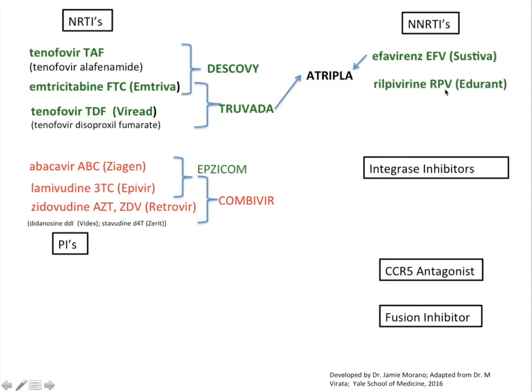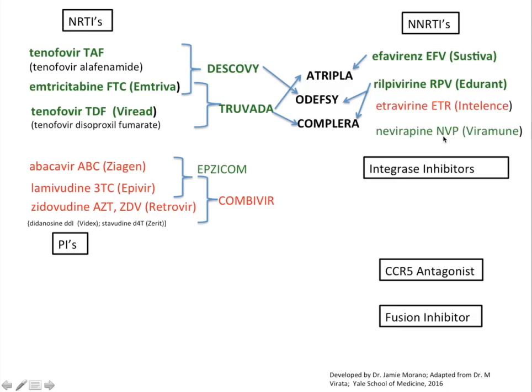Rilpivirine, you want to make sure that they have viral loads less than, I believe it's 100,000, and CD4 counts that are not so low. So you have a CD4 count and an HIV viral load. Basically, you have to make sure that those are within the right margin for rilpivirine, and then Odefsey is that combination. Complera, as we talked about, is once a day. So all these are one pill once a day.